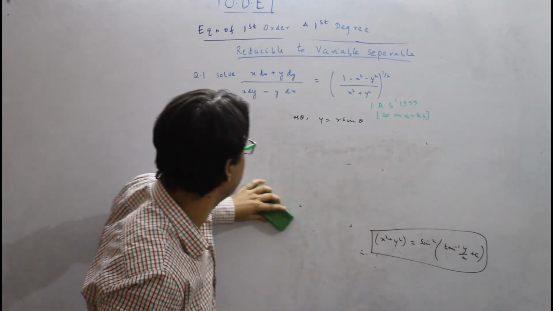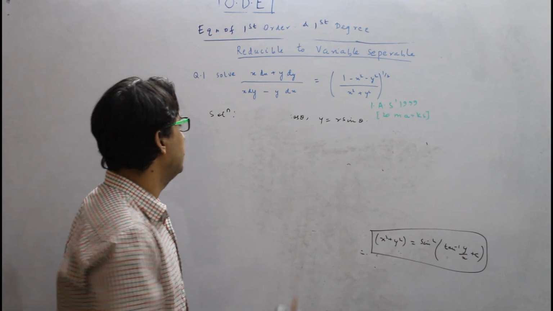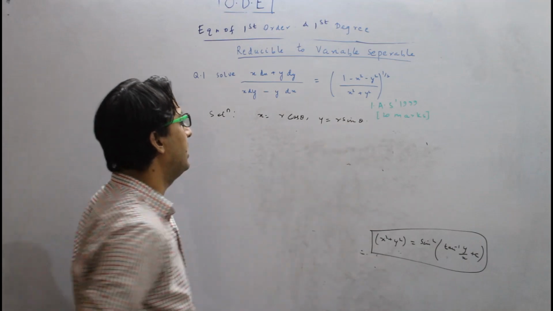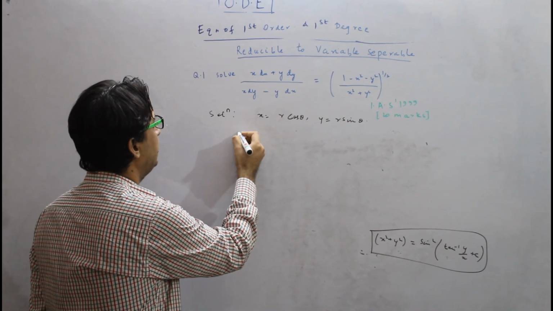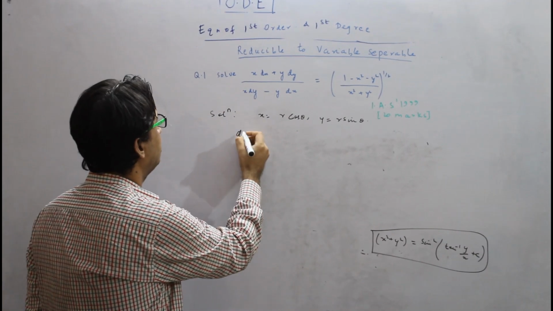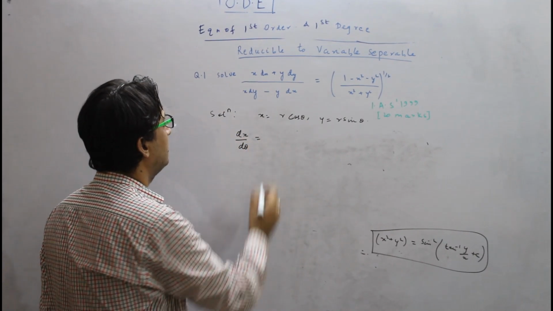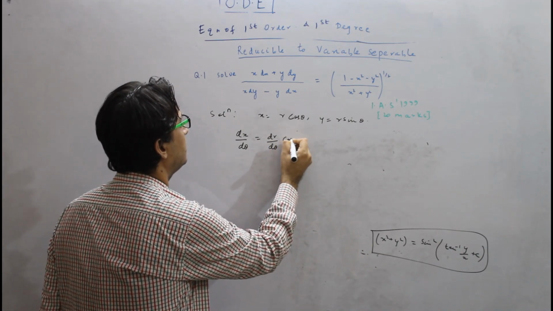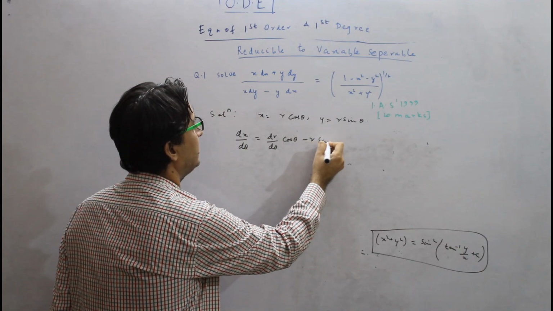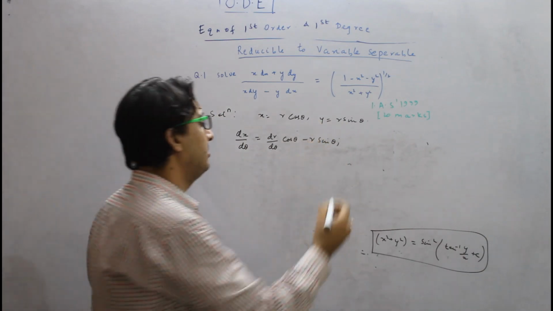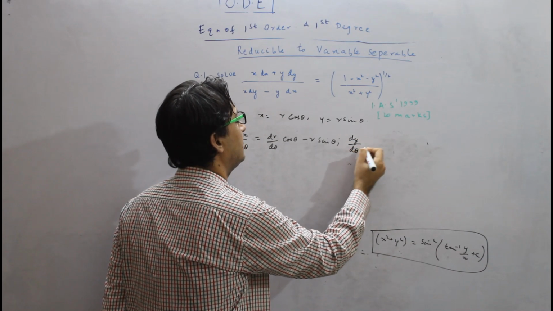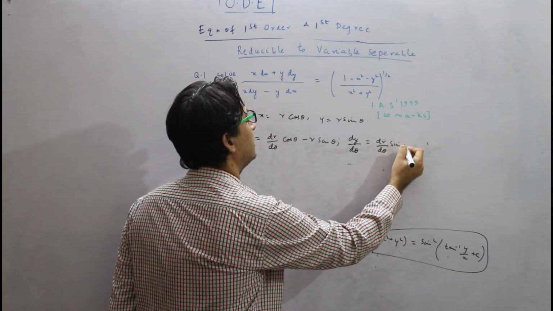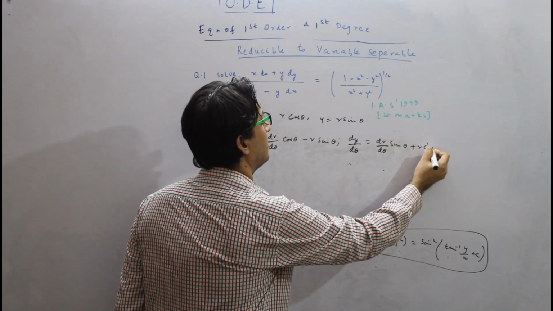Again, the substitution will be the same, only the approach is different. That is, we put x is equal to r cos theta and y is equal to r sin theta. Here what we are doing is differentiating dx with respect to d theta. So what we get over here is dr by d theta cos theta minus r sin theta. Similarly here we can write dy by d theta is equal to dr by d theta sin theta plus r cos theta.